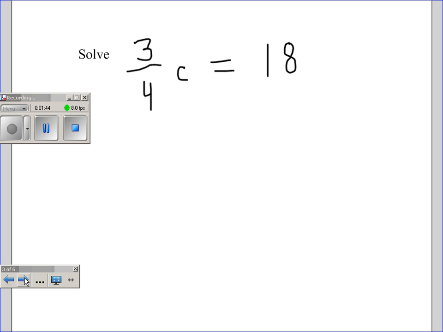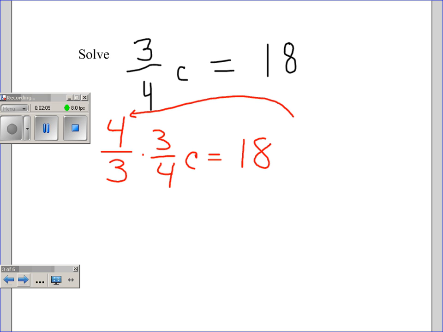Here's an example for this lesson. 3/4 C equals 18. We're trying to get C by itself, so we need to get rid of the 3/4. In order to get rid of the 3/4, we're going to use the inverse, which would be 4/3. Multiply that times the 3/4 C. And then what you do to one side of the equation, you need to do on the other. So we're going to multiply this side by 4/3.